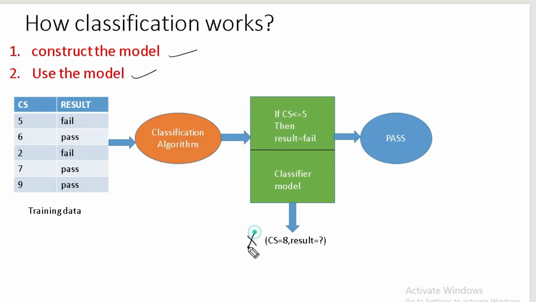Suppose an X is given. So, here what will happen is that it will go to this query, and the CS value is given as 8. So, you have to check what is the result. 8 is of course greater than or equal to 5. Then the result will be the alternative one because it doesn't satisfy this property. So, its alternative value will be coming, that is pass. So, this is how the model is being used, and this is how the classification works.